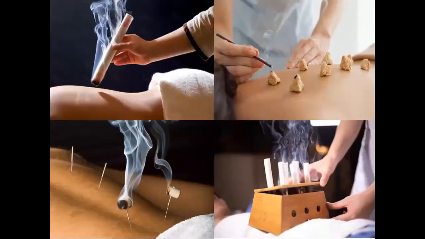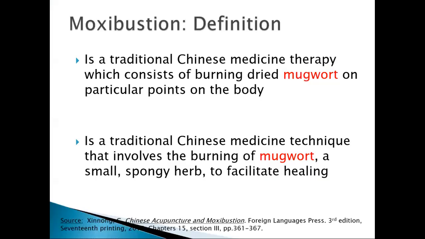Okay? So in the next slide, we have different versions of moxa. Here on the first picture, we have a moxa stick suspended and held over the back shu points of the patient. We also have direct moxa using moxa wool. We have the combination of acupuncture and moxibustion simultaneously, known as warming needling. And on the last picture here is a moxibustion stick using an apparatus, specifically a moxibustion box. So we will tackle them one by one later, but first let us define moxibustion.